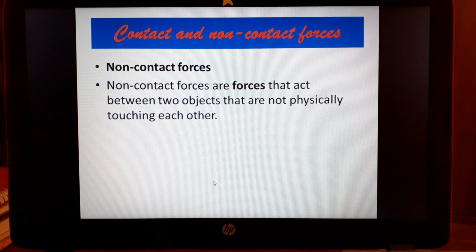Now, non-contact forces are forces that can work on an object without touching it. This is the topic we're going to address in the next video.